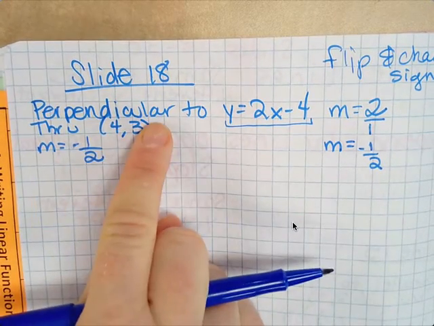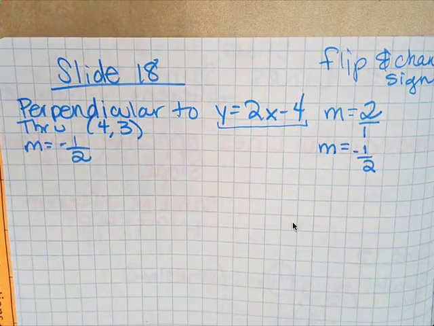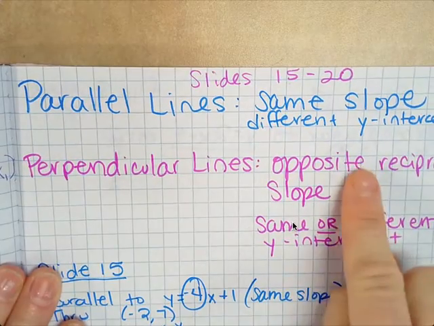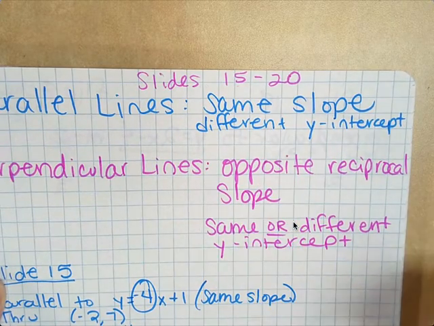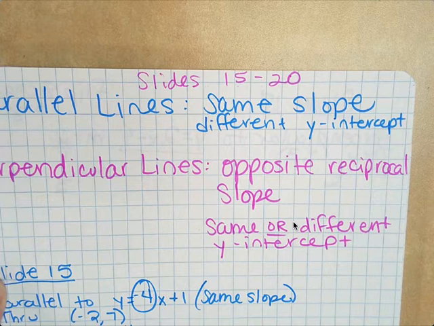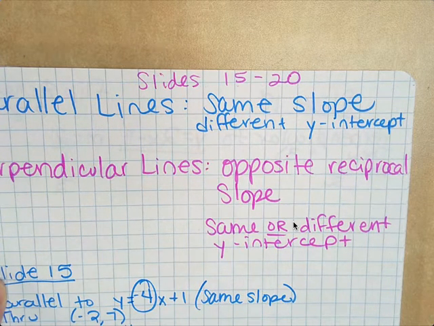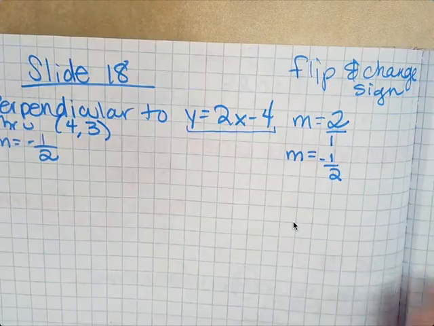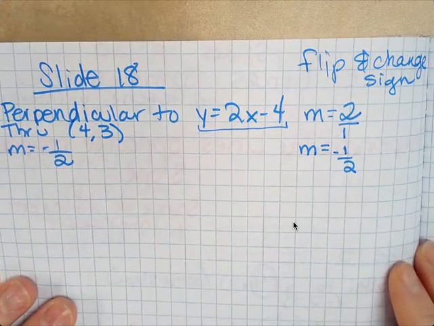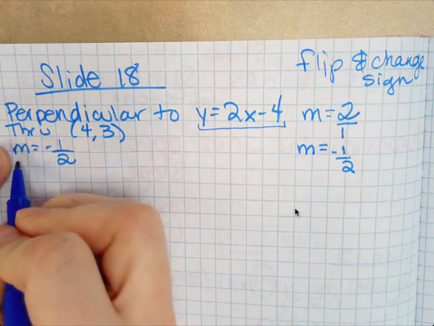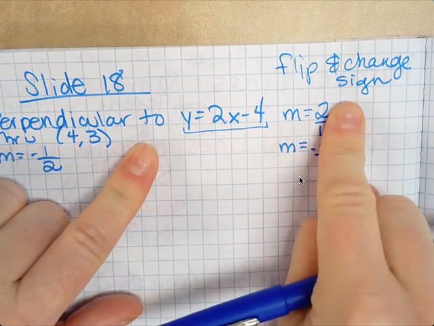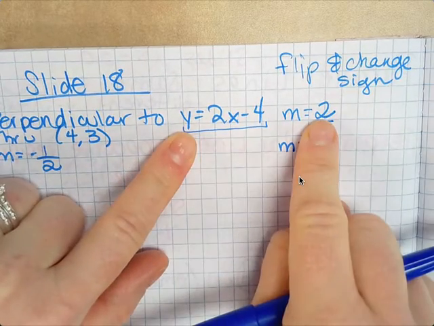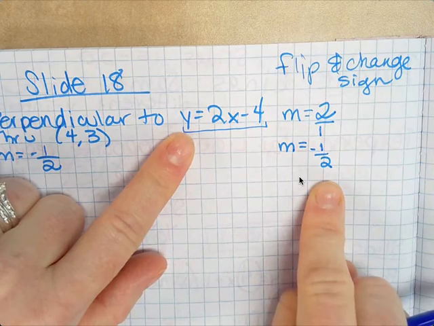Because it's perpendicular. So remember, perpendicular lines have opposite reciprocal slopes. Opposite reciprocal means to flip and change the sign. Opposite means change the sign. Reciprocal means flip, numerator to denominator. So now we have a slope. We have the point. We don't care about this anymore. The only thing we got from here was our slope, and then we flipped it and changed the sign.